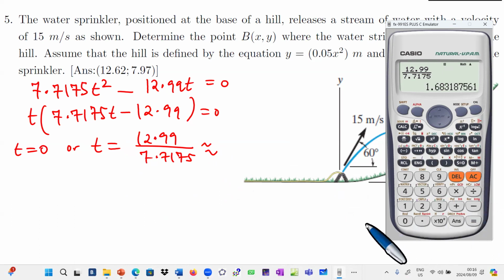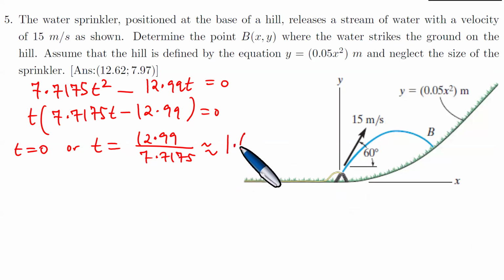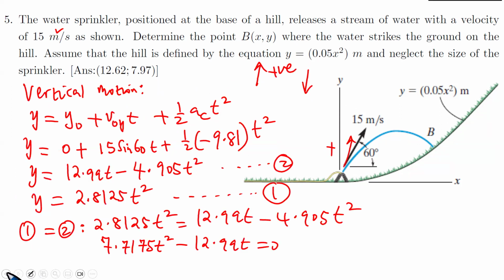See what we're getting? We're getting 1.6832 seconds as the time. Once you get this, then we actually need to get the coordinates, which means that we need to recall what we got.